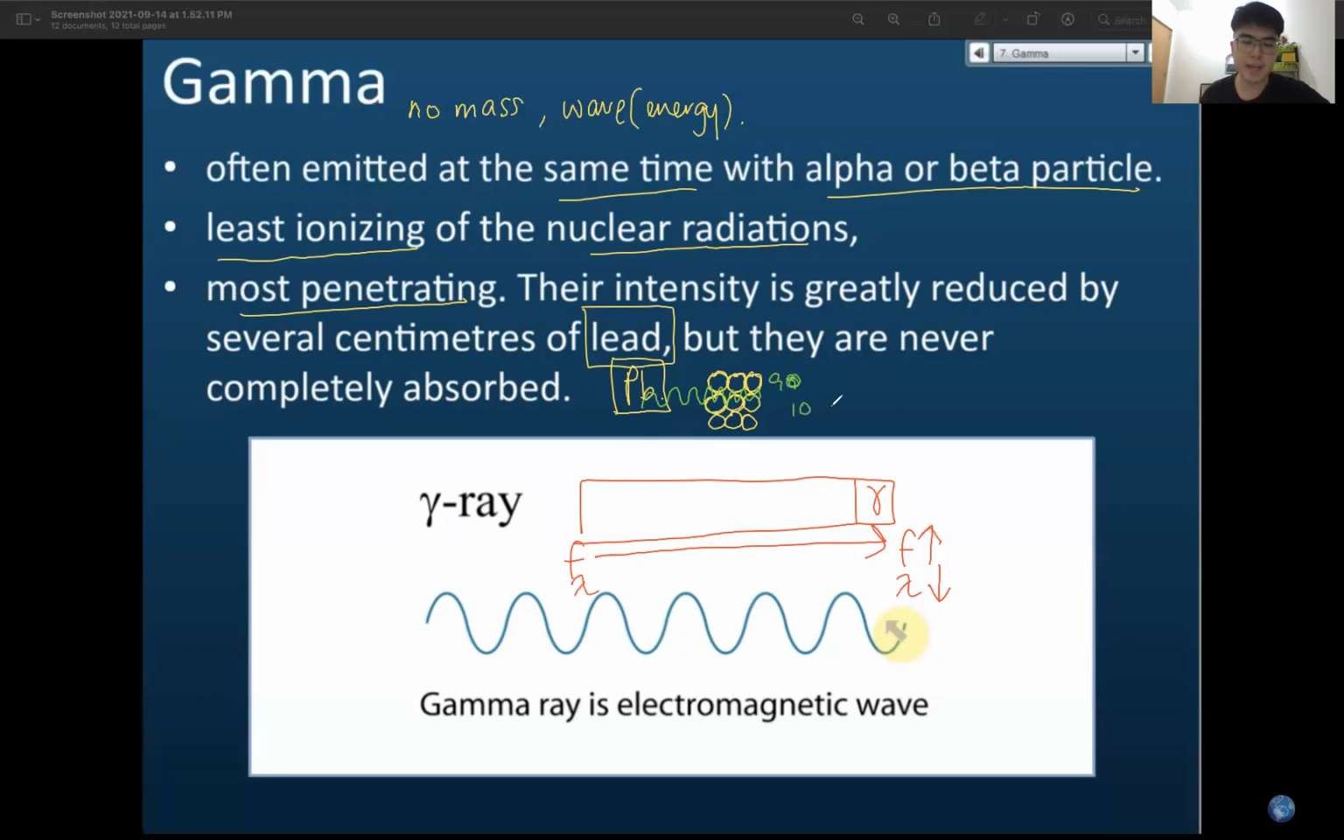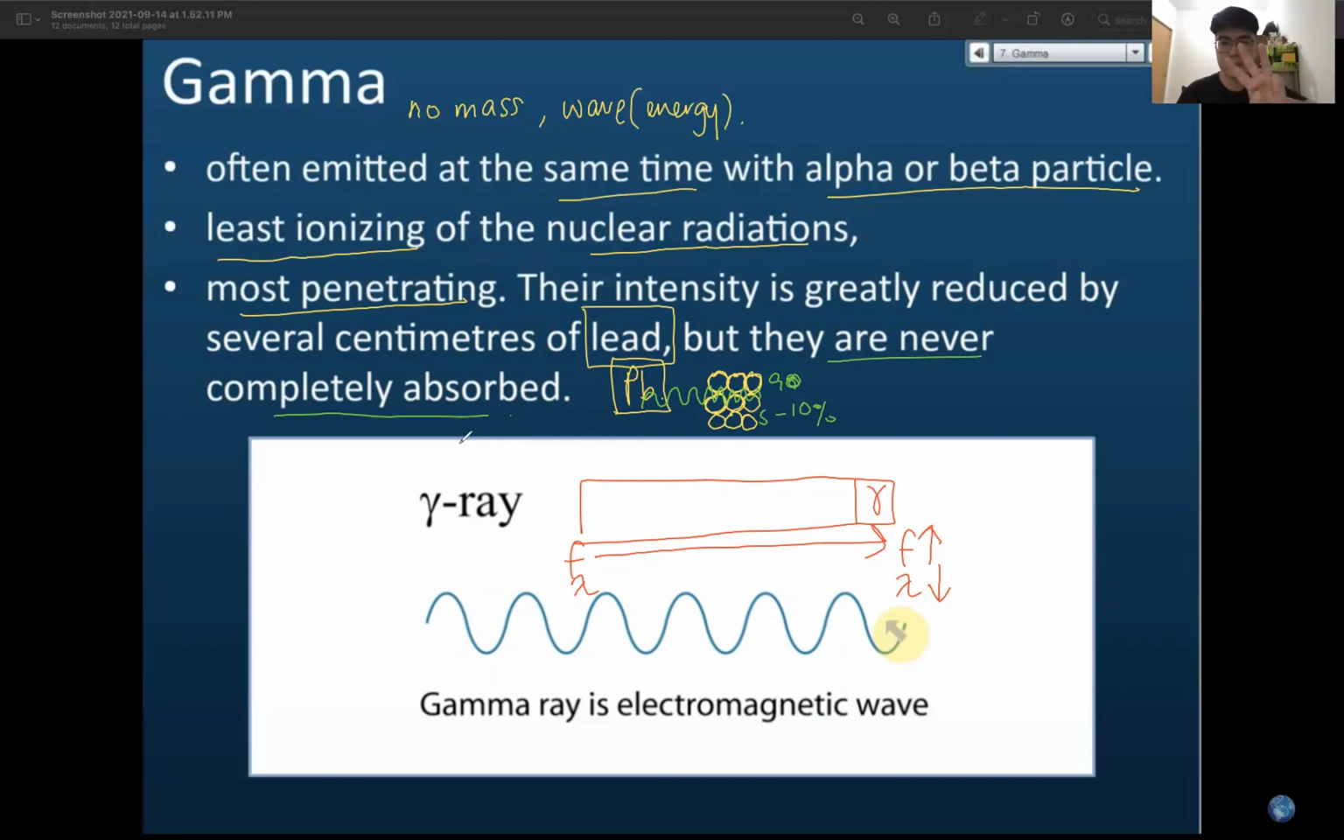Maybe only 5 to 10% can pass through. We can never block 100%. There's still a certain amount left for the gamma to pass through. Why we use lead is because it is a very dense material, but they are never completely absorbed. So we already said that. That is gamma ray.